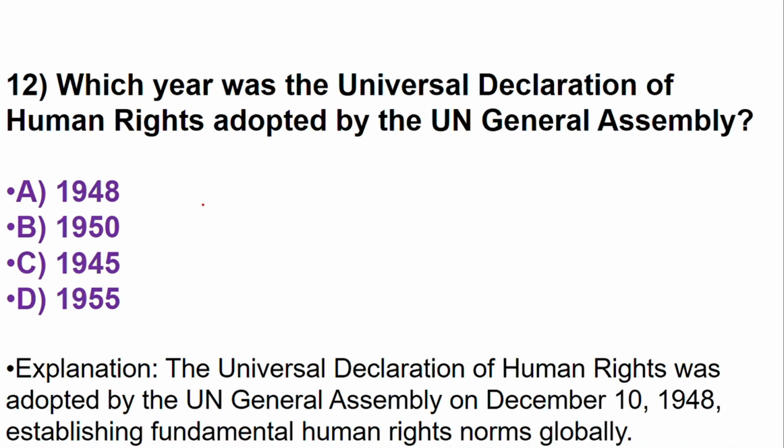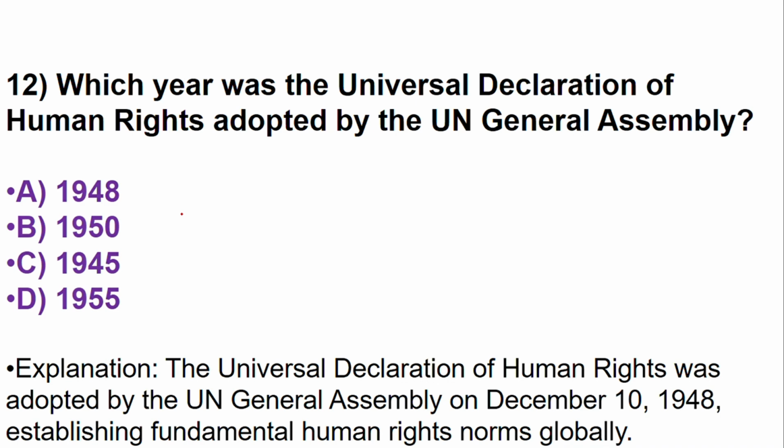Which year was the Universal Declaration of Human Rights adopted by the UN General Assembly? It was on 10 December 1948, when the General Assembly passed a Human Rights Declaration for all the world and protected humanity from the violation of its rights.